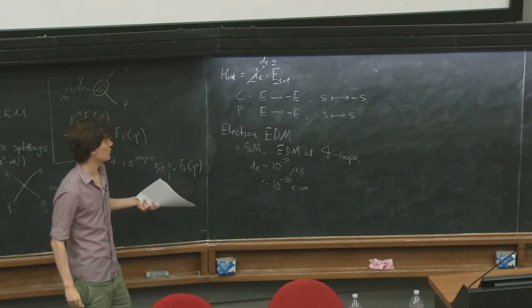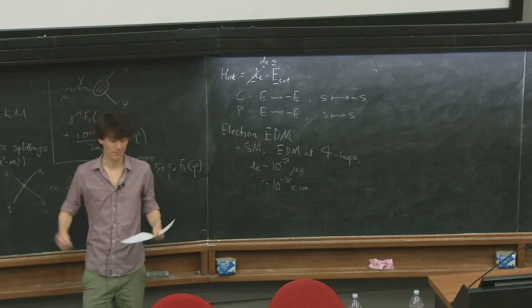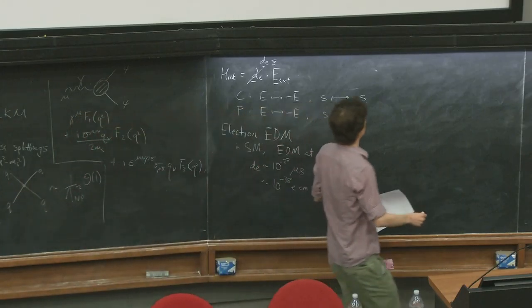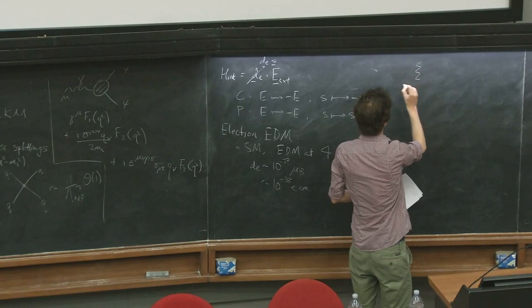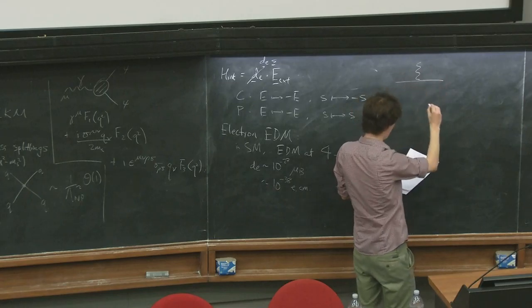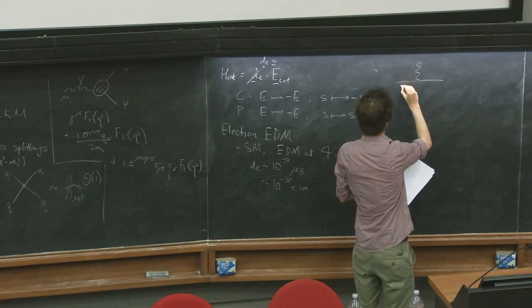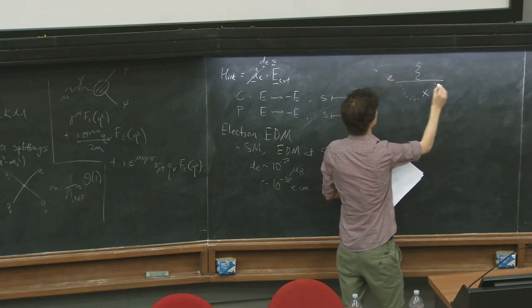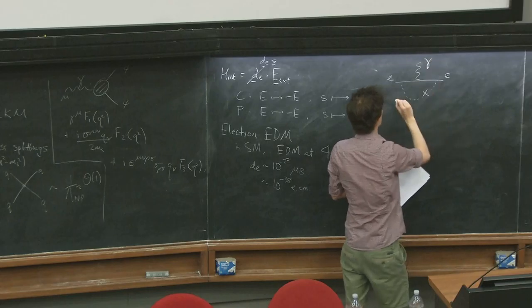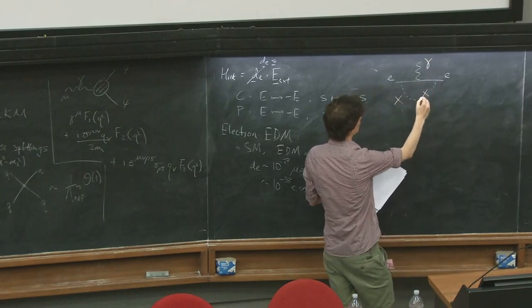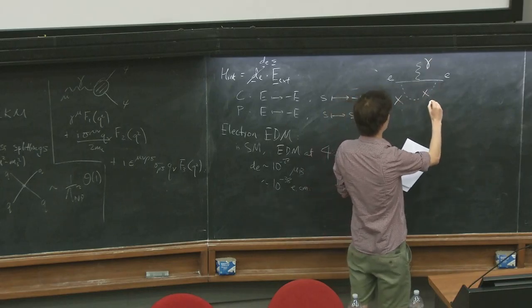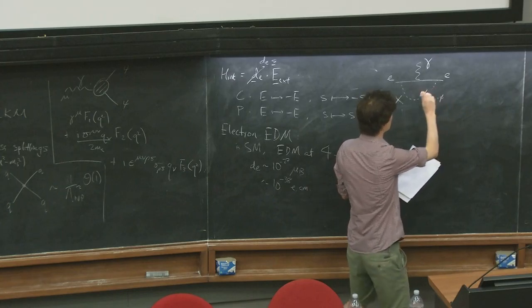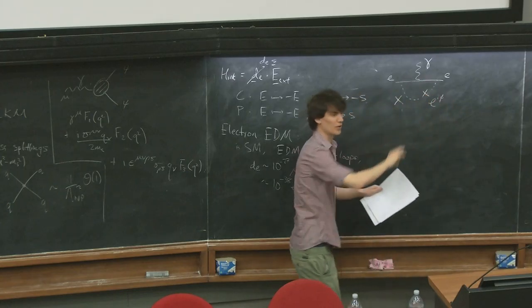How big could a contribution from some new physics be? So if we just write down dimensionally the most naive thing we can, we have some heavy particle which is going to couple to the electron, and this is going to have some CP violating phase contributing to the loop, where we're not going to worry about where this comes from.